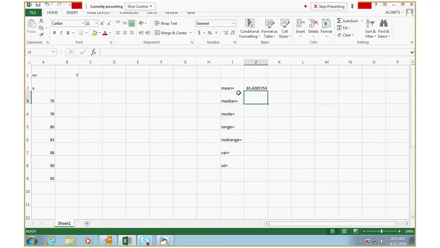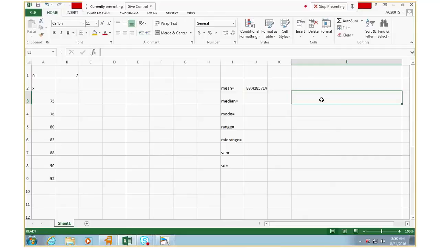The median. Well, remember, I'm going to go out here to the side. And I'm going to put if n is odd, then pick the middle.